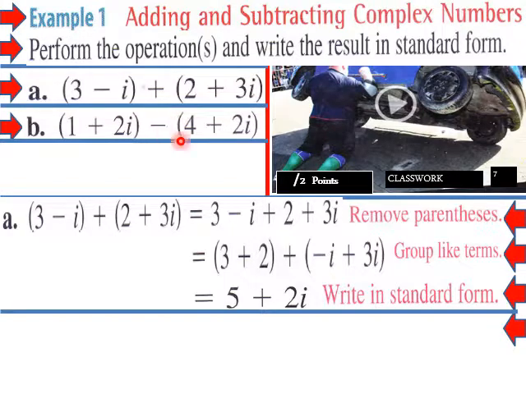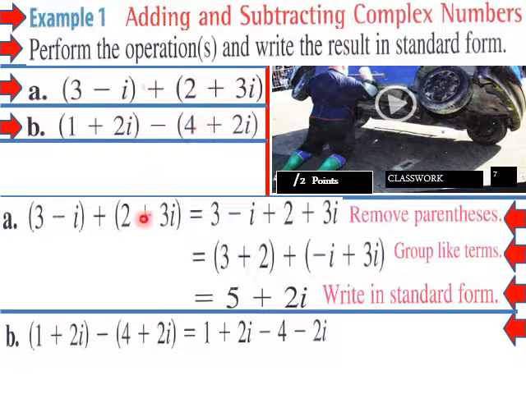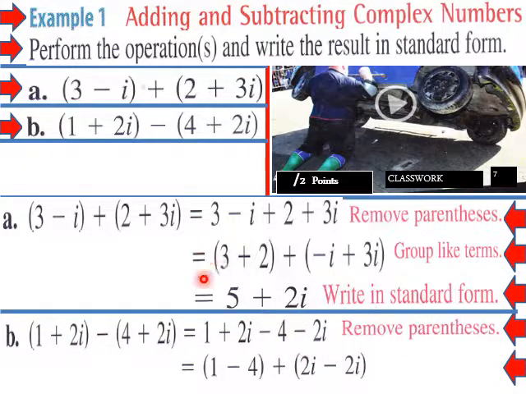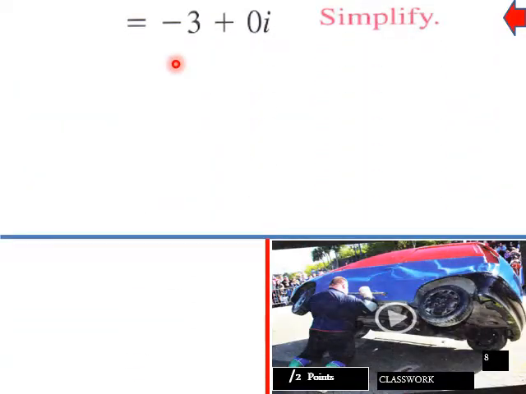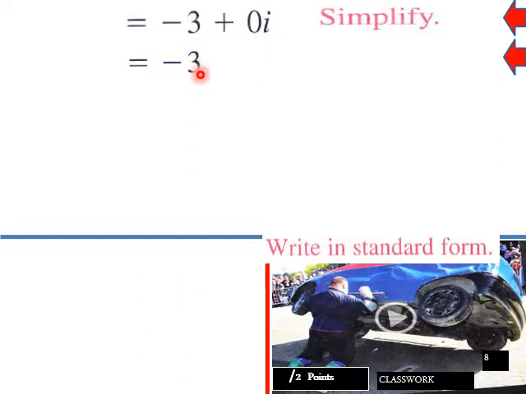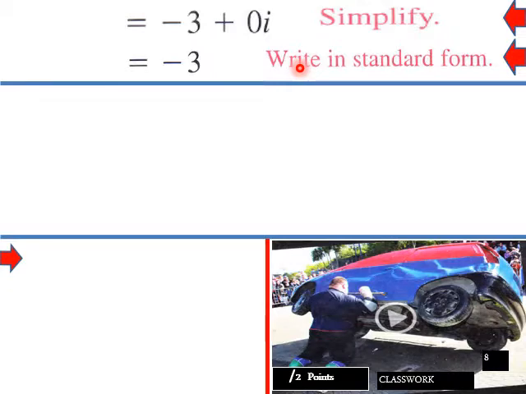So when you subtract these two complex numbers, now we have 1 plus 2i minus 4 minus 2i. Then we group together our two reals here, 1 minus 4, and then we add our 2i minus 2i. We group like terms. Then when we do that, we come up with negative 3 plus 0i. So it's just negative 3 for when you combine those two complex numbers together.